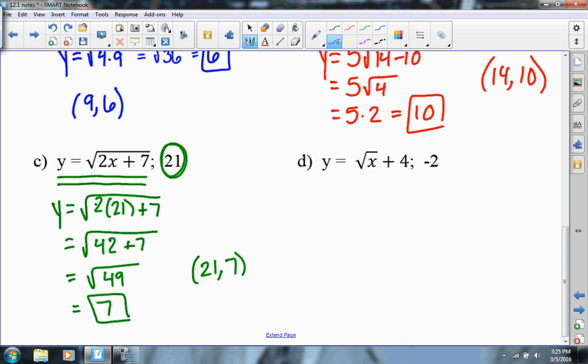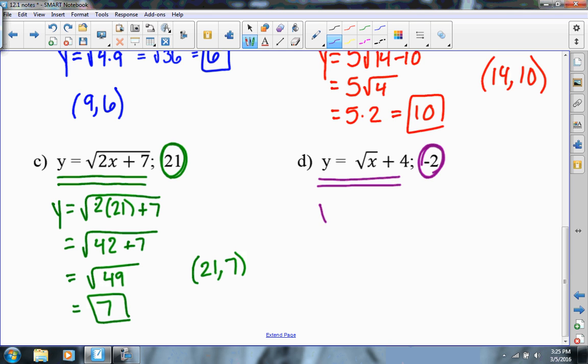And then the last one here, just to practice, this one's a little bit different because we don't have more complicated stuff inside the radical like we did here in part C. We had 2 times x, then we had to add. Here we have stuff going on outside the square root, or outside the radical. So our function is y equals the square root of x, and then we do the plus 4. It's not the square root of x plus 4, because the plus 4 isn't underneath that little bar for the square root. So negative 2 is going to be the value that we're going to substitute in.